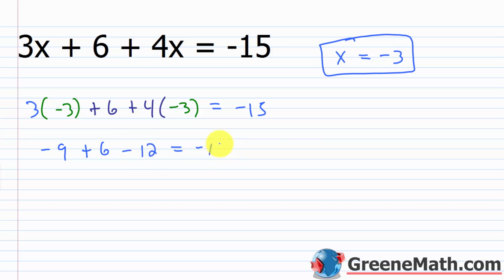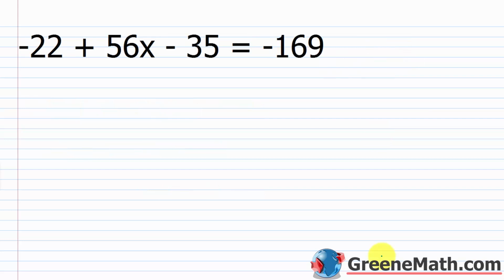This should equal negative 15. Negative 9 plus 6 is negative 3. Negative 3 minus 12 is negative 15. So you get negative 15 equals negative 15, which is true, right? This is true. So you can go ahead and check this guy off and say x equals negative 3 is the correct solution. All right, let's take a look at one more of these.